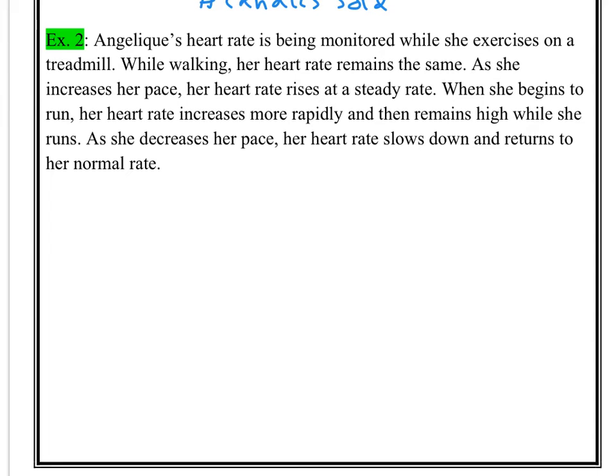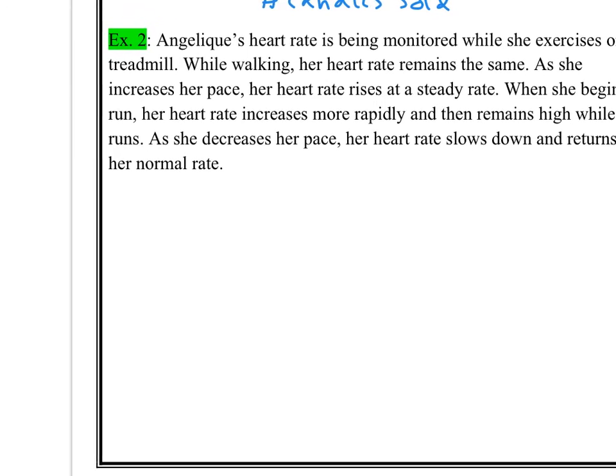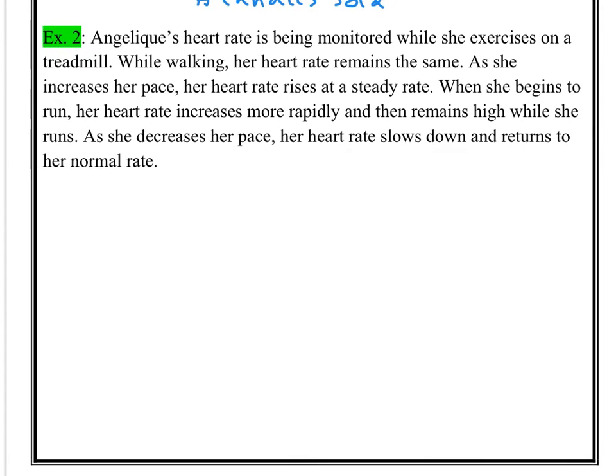While walking, her heart rate remains the same. So if she walks, her heart rate doesn't increase, it doesn't decrease, it remains constant. So that's going to look like a horizontal line. Then as she begins to increase her pace, her heart rate rises at a steady pace. So when she increases her pace, her heart rate rises at a steady rate. So it's going to go up.